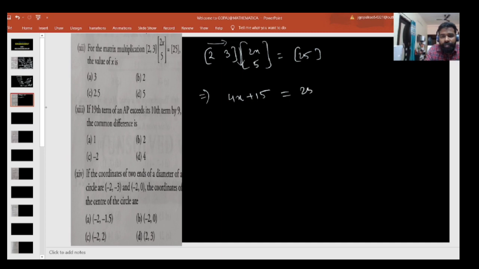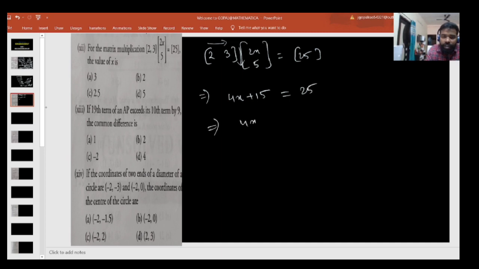Okay, so the next question is from matrices, which is 2 3. This one row matrix and one column matrix is with us, which results in a single matrix 25. Single element is there on the right hand side. So let us multiply, we know the multiplication method. 2 into 4x, that is 4x, 5 3s are 15. This is equal to 25.